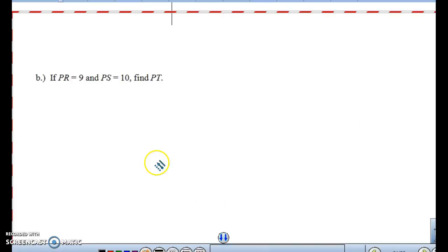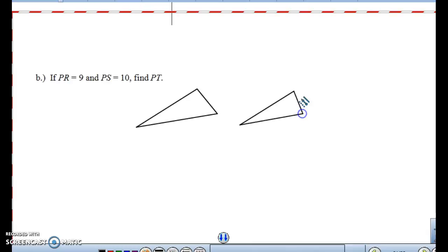Alright, so now let's see if we can figure out some values about the length of the sides. I'm going to draw my two triangles out separately again. So my first triangle was PRS, and my second triangle was PST. So here's the two triangles, and we just proved that they are similar, they're not congruent. So if I label them exactly the same way I had them above, PRS, and then PST. All right, let's fill in the values. We have PR is 9, PS is 10. Well, we also have PS over here, and then we have PT.